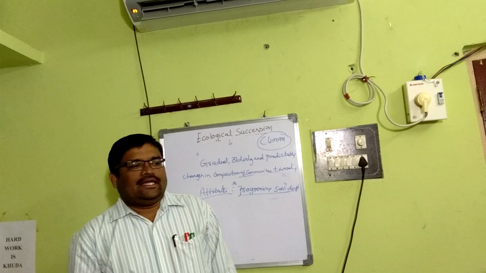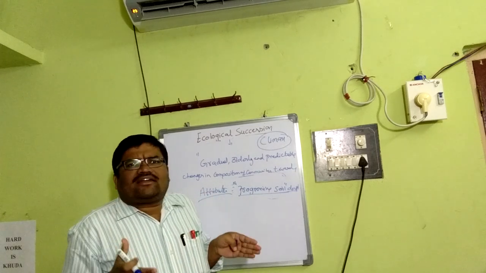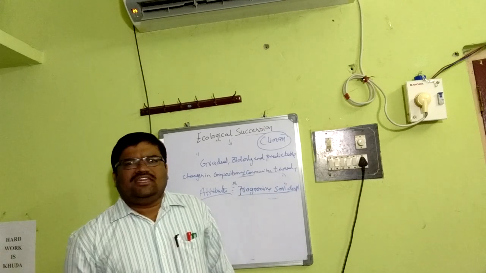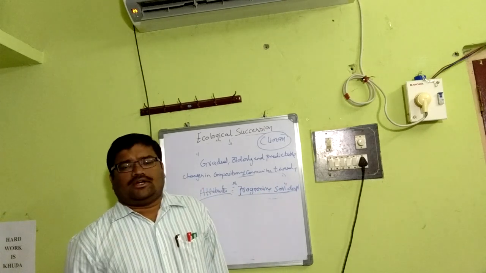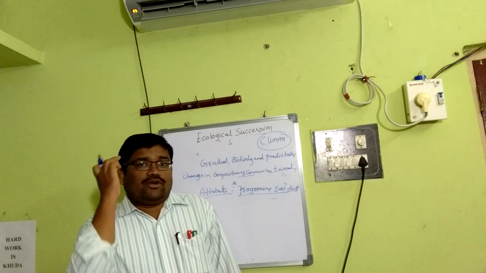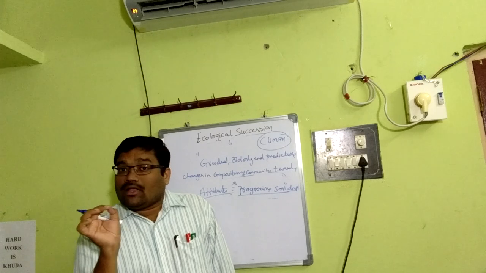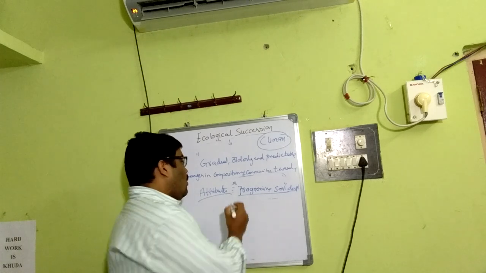I told you already, attaining a climax stage is most important. So these are the different factors that drive towards the climax stage. Here, progressive development of soil is most important. So for the survival of any ecosystem, there are two important things to keep in mind when we discuss this topic: number one, the soil; number two, the organic content.